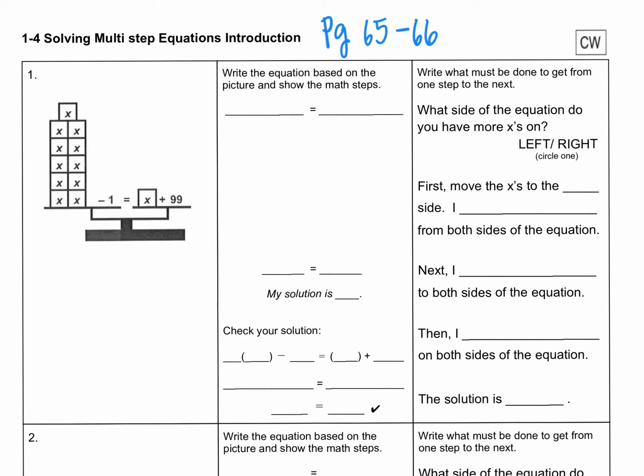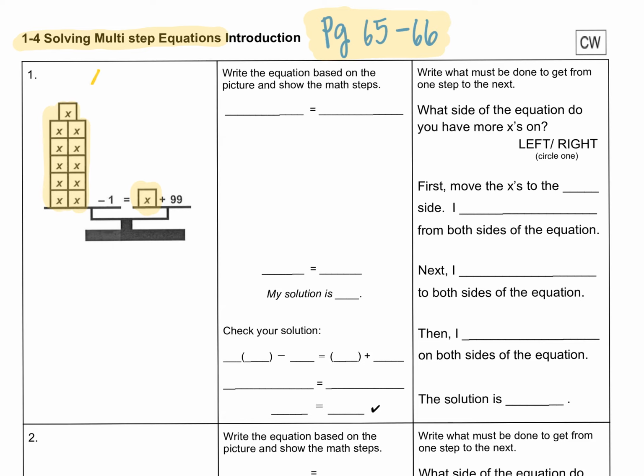Hi class, today we're going to go over solving multi-step equations, specifically ones that have variables on both sides of the equation. Before we get started, go grab your EL Algebra packet and turn to page 65. So on number 1, we want to write the equation based on our picture and then show our work.